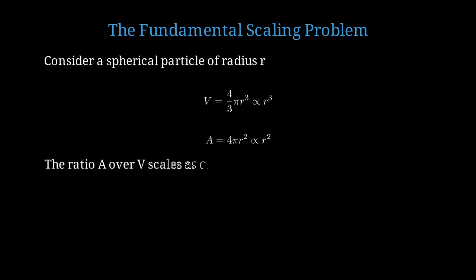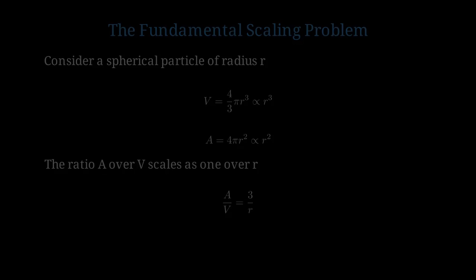Now here's the key insight. The ratio of surface area to volume scales as 1 over r. As the radius decreases, this ratio increases dramatically. For a sphere, A over V equals 3 divided by r. This simple equation contains the essence of the paradox.